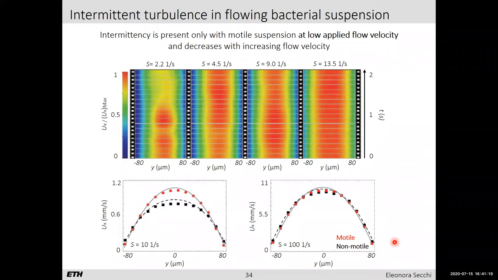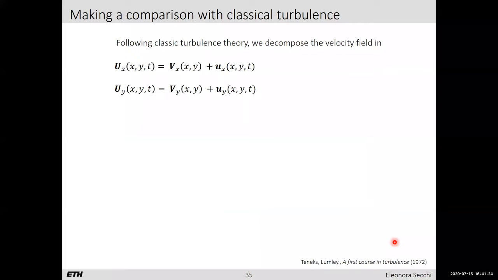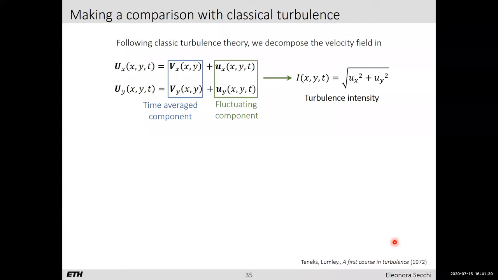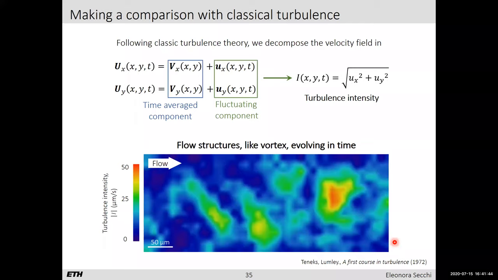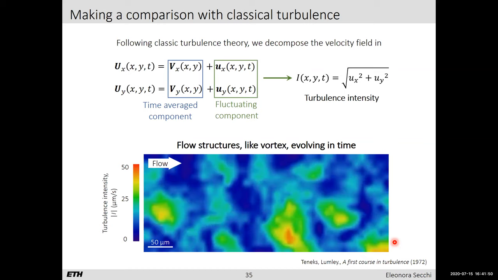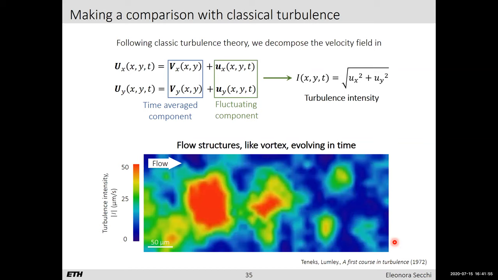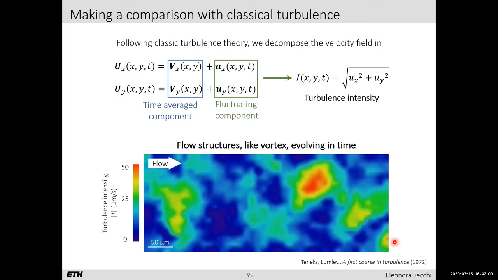Since we wanted to compare this bioturbulence with classical turbulence, what we did is decompose the velocity field into a time-averaged component and a fluctuating component. And from the fluctuating component, we could compute the turbulence intensity. If we look at the turbulence intensity field in the channel, just the magnitude, we see a strong heterogeneity in the intensity and a variation in time of the different structures that are formed.